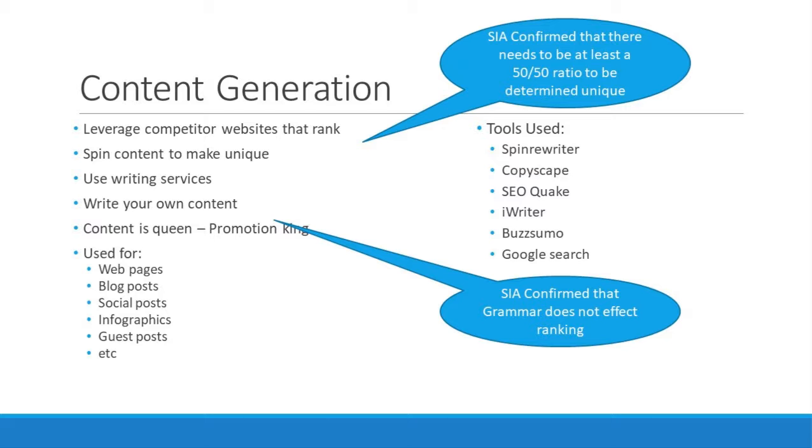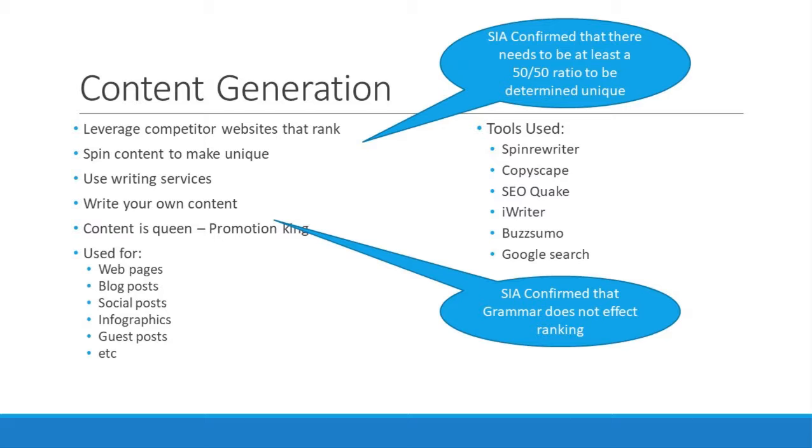And before we jump into it, SIA confirmed that there needs to be at least 50-50 ratio to be determined unique, right? That makes it a lot easier. So it's not 80-20, 90-10. It's about a 50-50. If we can do better than 50, maybe we got 60-40, that's a little bit more unique and I feel more comfortable, but their tests have shown 50-50.